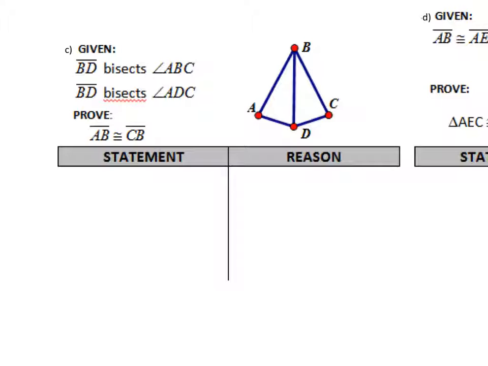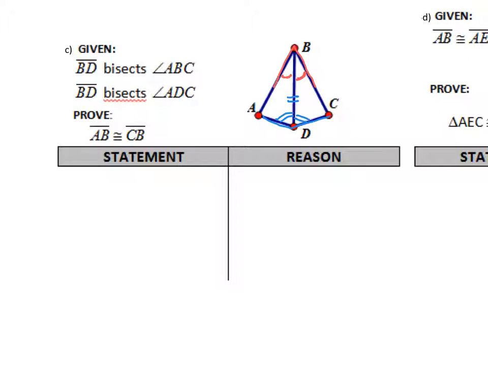Two more proofs. So in this one, BD bisects angle ABC. So angle ABC is this large angle right there, and bisect means to cut into 2 equal parts. So this angle is going to equal this angle. And then BD also bisects the bottom angle ADC, which means that this angle here is equal to this angle here. We also have the reflexive side. So we could prove these triangles are congruent by angle, side, angle.